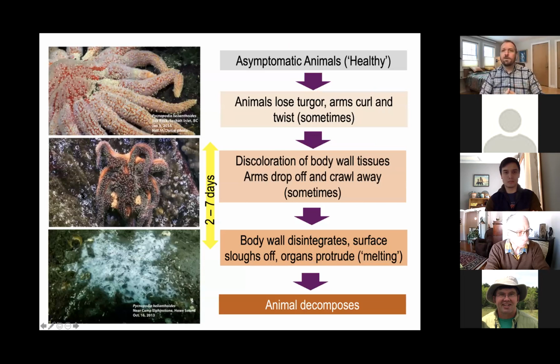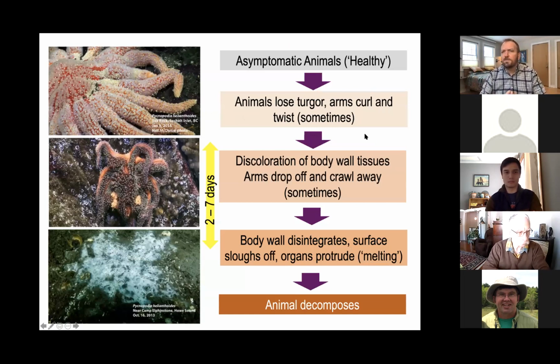So what does it actually look like? We start off with asymptomatic or healthy animals. Here we have a photograph of Pycnopodia helianthoides, or the sunflower star. It's a very large sea star. It's very jelly-like, and it was pretty ubiquitous in the Pacific Northwest leading up until this disease event.